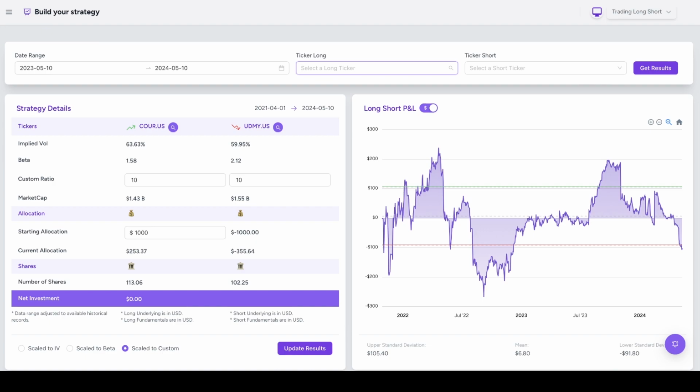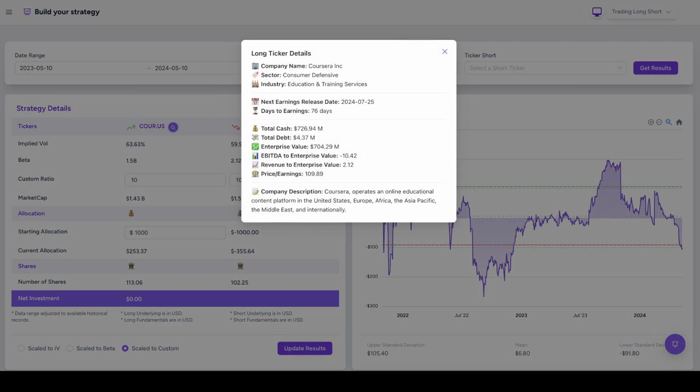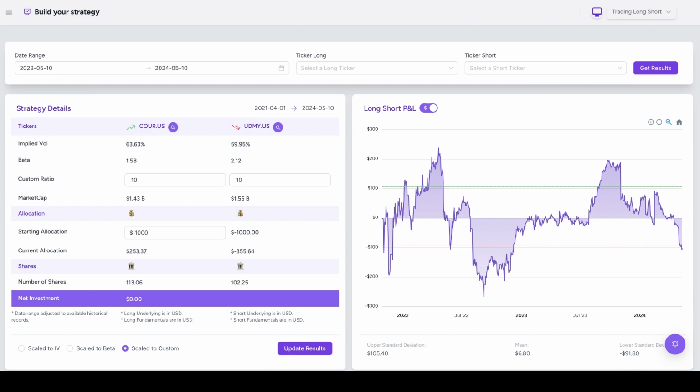If you want to check details regarding one of these companies, you click here to see more details, and you can see when's the earnings date, how many days till the next earnings, what's the sector, the industry, the company name, the cash, the total debt, the enterprise value. So you have a lot of information regarding each one of these companies. Additionally, we give you implied volatility for each one of them. This is basically the 30-day at the money implied volatility, the beta, the market cap.